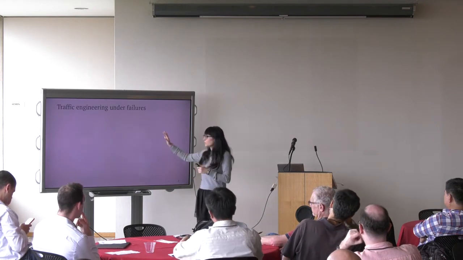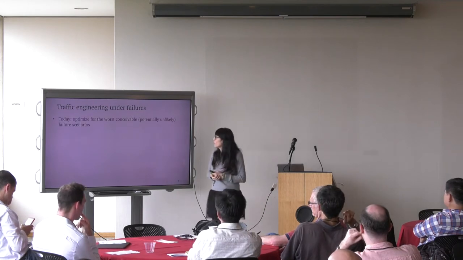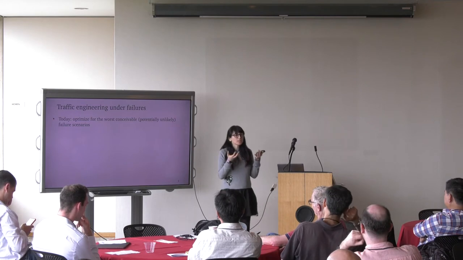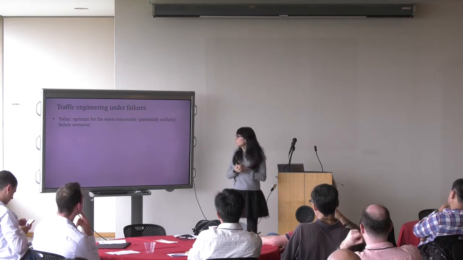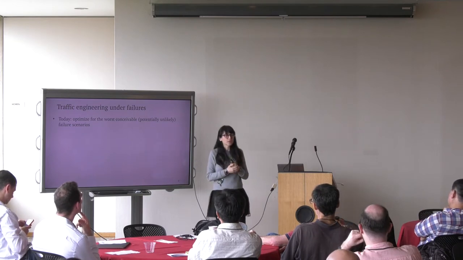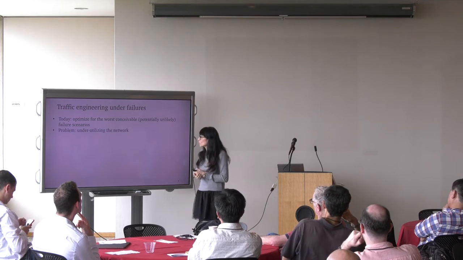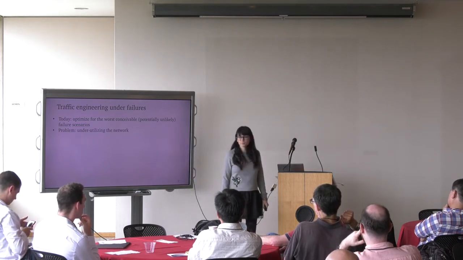And so the problem that I'm interested in solving is traffic engineering under failures. Today we are optimizing for worst case, but conceivable, maybe less probable scenarios, and we try to find our path allocations based on these worst case scenarios. And so the problem that happens is that we end up underutilizing our network a lot.